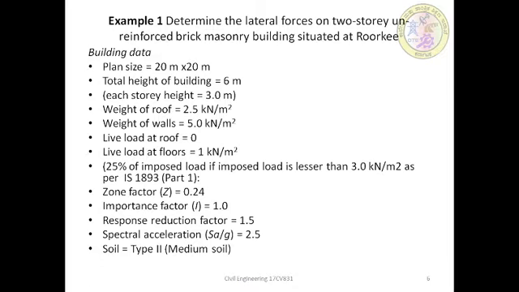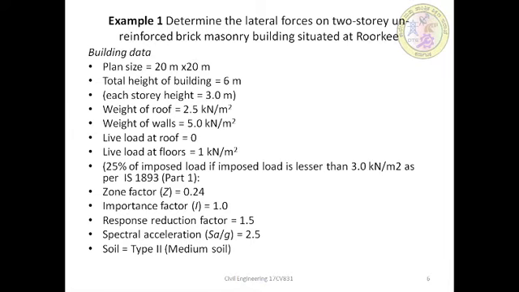So let us take one example where lateral forces are to be determined for a two-story unreinforced brick masonry building which is situated in Roorkee. And here is some building data. The plan size is 20 meter by 20 meter. The total height of the building is 6 meter. Each story is of 3 meters.